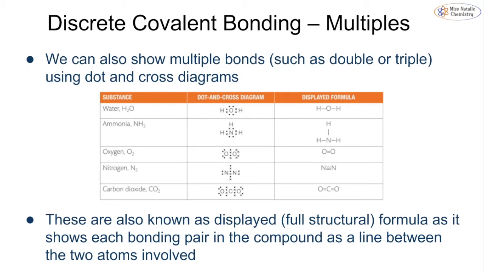Now we can also show multiple bonds, such as double or triple bonds, using dot and cross diagrams. And the most common ones that you'll have met are oxygen with its double bond, nitrogen with its triple bond, or carbon dioxide with its double bond. And we can show either the dot and cross, or we can show the full displayed formula showing our bonds as our lines to show the bonding pair between the 2 atoms. Again, you covered all this in GCSE. If you can't remember how to do it, I suggest that you practice and go over this. Again, there are some questions in the textbook, or check back in the IGCSE book.